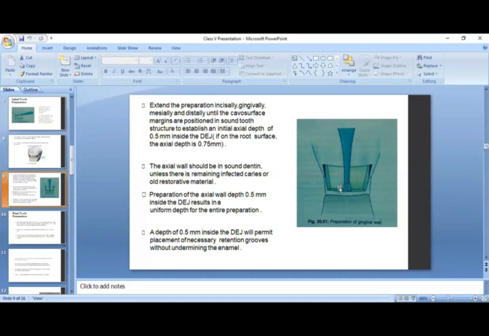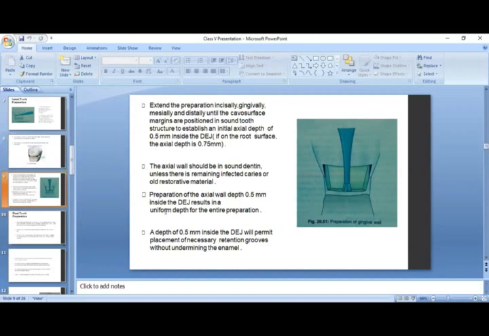Again, the depth from occlusal to gingival, or from incisal to gingival, is 1 to 1.5 millimeter, right? Okay, this is the axial wall. In this axial wall, you can see that the retention grooves can easily be placed, in the next slides. The axial wall should be in sound dentin unless there is remaining infected carious or old restorative material. So this is basically the axial wall, right?